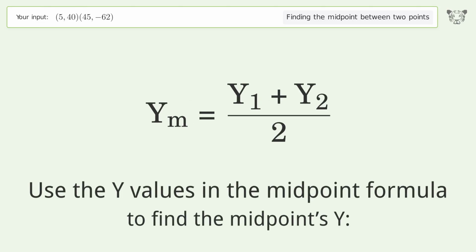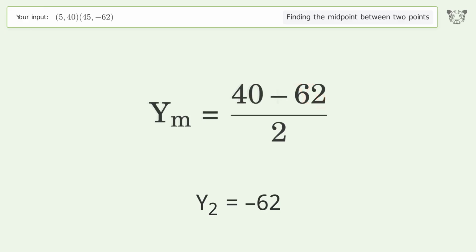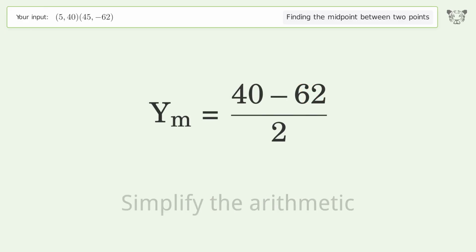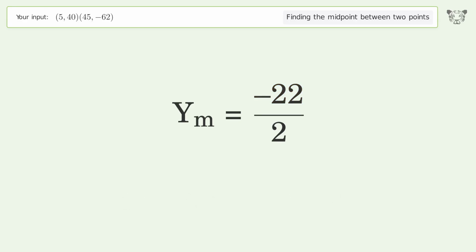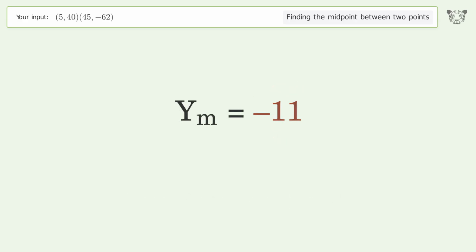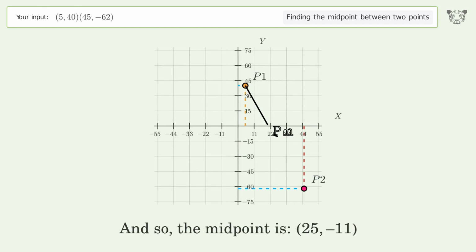Use the y values in the midpoint formula to find the midpoint's y. y1 equals 40. y2 equals -62. Simplify the arithmetic. And so, the midpoint is 25, -11.